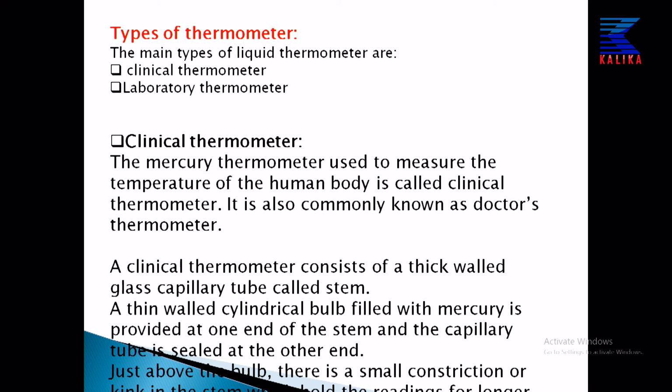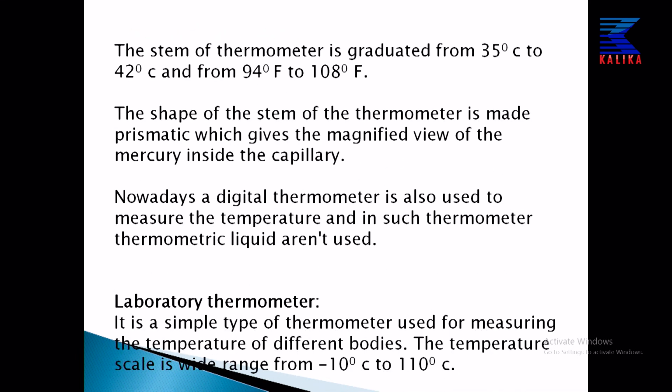And after the uniform expansion and contraction of the mercury, that mercury flows in the capillary tube. And just above the bulb, this one is the most important, just above the bulb there is a small constriction or kink. We may say that there is a small constriction or kink in the stem of the clinical thermometer. Why is it so? Because it holds the reading for longer time.